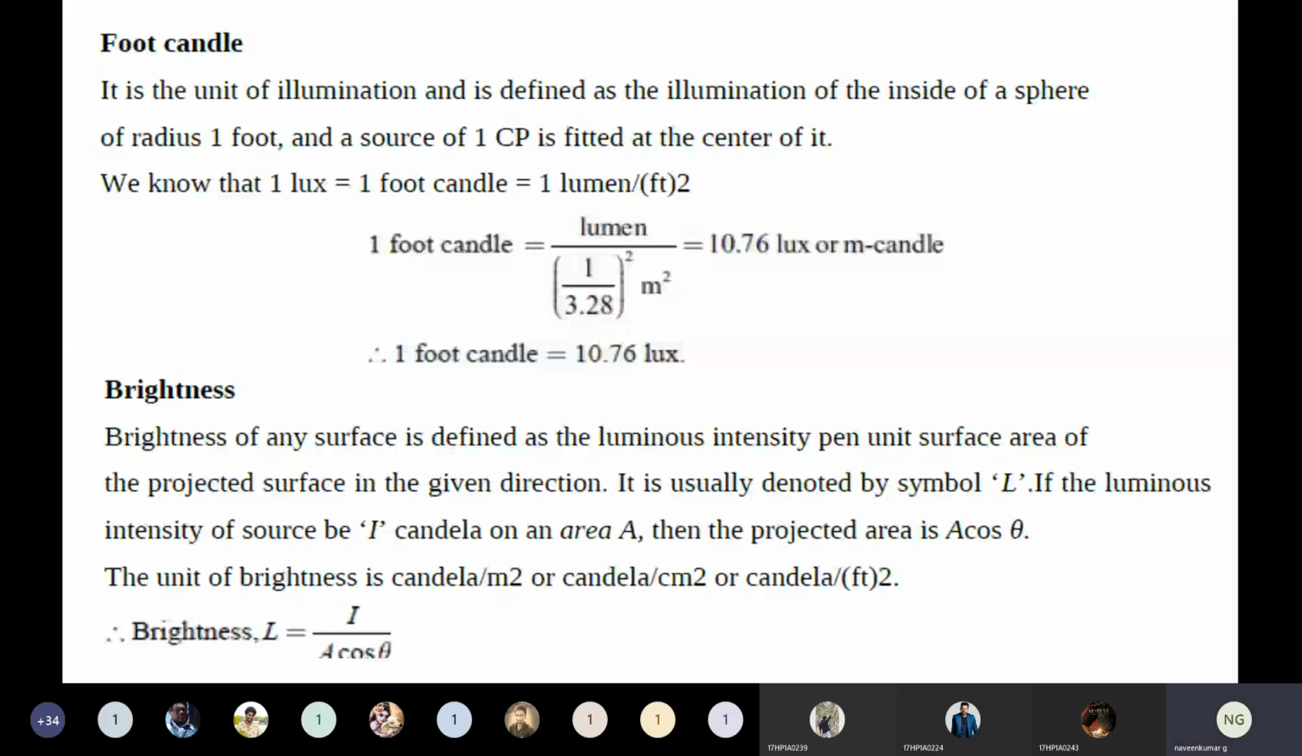What is that 1 by 3.28 pi? Pi is the amount of angle covered by that particular candle source. Okay, I've got a 360 degrees plane. At least half of it is covered. It is going in one direction. Okay, it is not covering the other direction. So pi 22 by 7, 3.8 whole square meter square. So you have got a 10.76 lux or meter candle. So 1 foot candle is 10.76 lux.